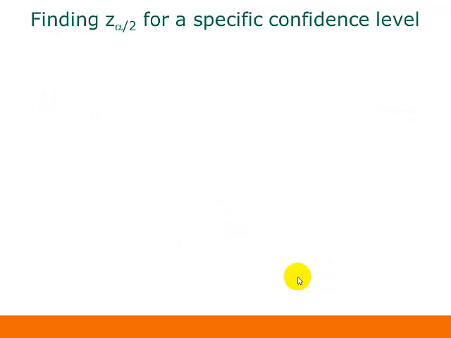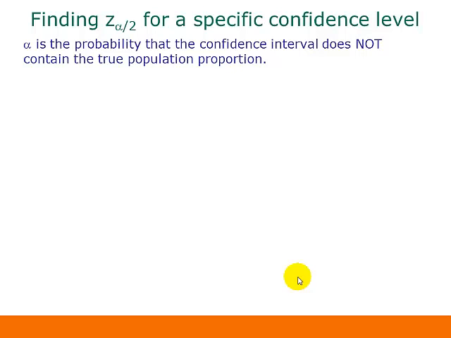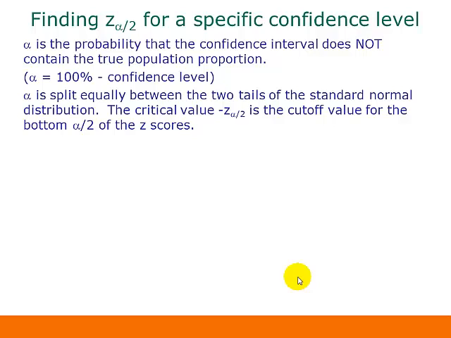Now we'll need to find those critical values in order to construct a confidence interval. If we have a specific confidence level, here's how we find our critical value. Alpha is the probability that the confidence interval does not contain the true population proportion. In other words, alpha equals 100% minus our confidence level. Then we take alpha and split it equally between the two tails of our standard normal distribution. The critical value negative z alpha over 2 is the cutoff value for the bottom alpha over 2 of the z-scores.